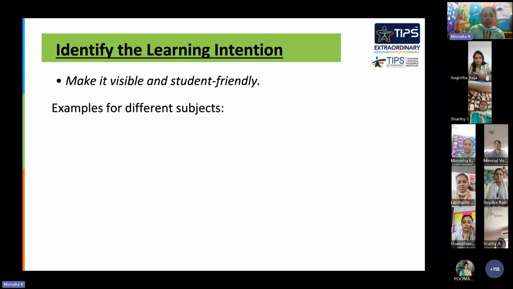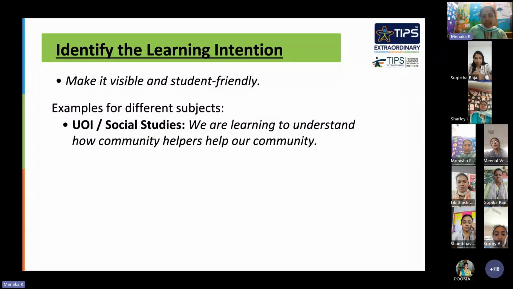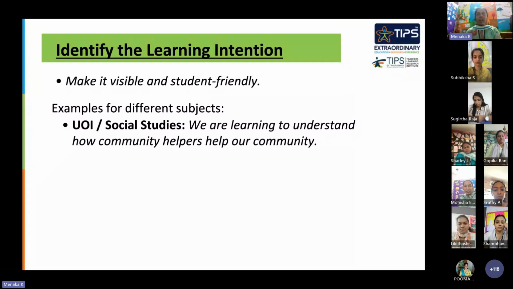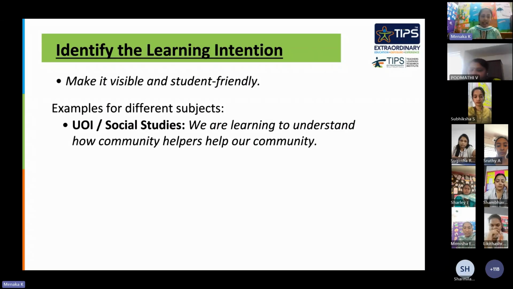For example, in UOI or social studies, our learning intention would be: we are learning to understand how community helpers help our community. So our learning goal is to learn about community helpers and how they help the community. So that is our learning intention. With this learning goal, we should show them some exemplars. From the exemplars, they should be able to create the success criteria for different subjects.